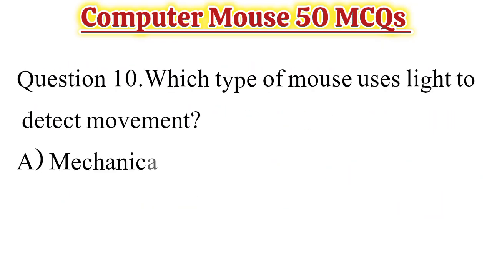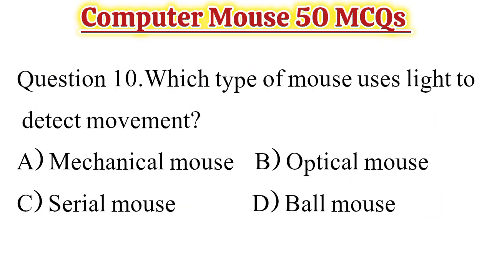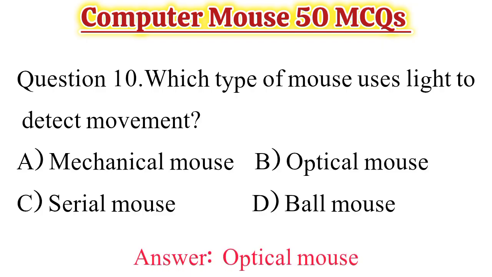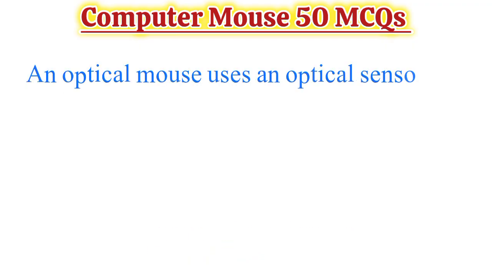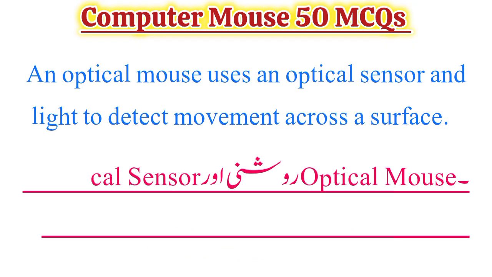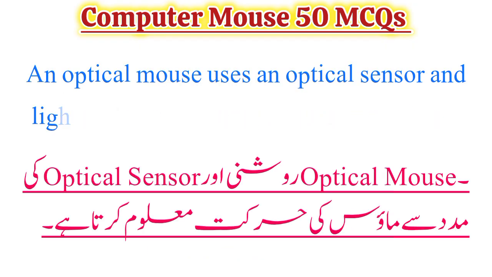10. Which type of mouse uses light to detect movement? A. Mechanical mouse. B. Optical mouse. C. Serial mouse. D. Ball mouse. Answer: B. Optical mouse. An optical mouse uses an optical sensor and light to detect movement across a surface.